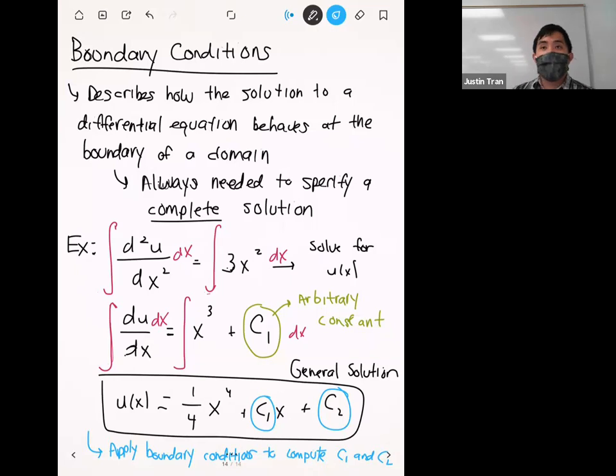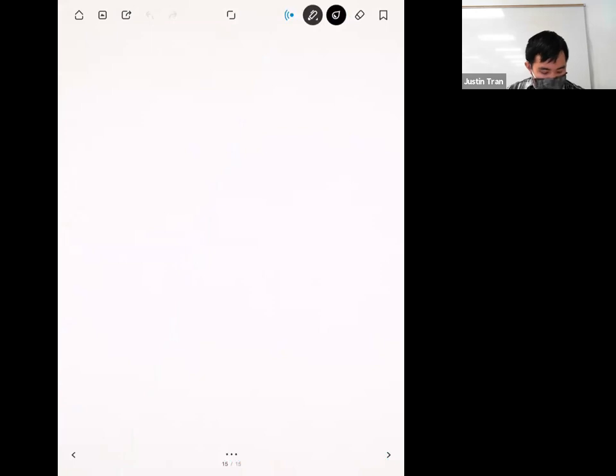All right, so on the next page, we're going to specify their values by applying a couple boundary conditions. Okay, any questions on this so far? Okay. All right, so let's go ahead and start applying some boundary conditions. And since we have two arbitrary constants, we need to apply two boundary conditions.